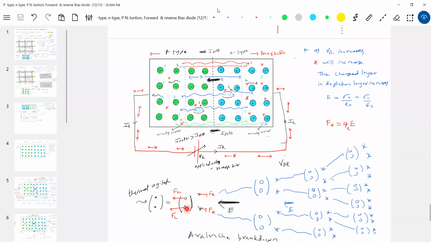I am not showing it because you'll get confused here. Even the hole will go and strike covalent bonds. In this direction, again more covalent bonds will break due to the movement of holes. More covalent bonds will break due to the movement of electrons in this direction. Agreed? So that's why I'm showing it for both hole as well as electron. Like this, an avalanche will occur. A large number of minority carriers will flow, and a large current.